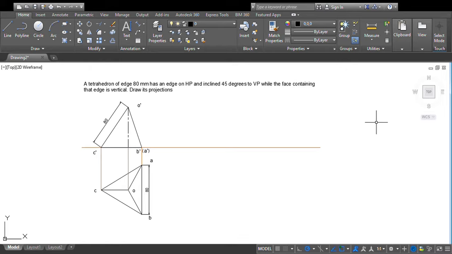length. That means all the base edges are the same, that is, the base is an equilateral triangle, and also the slant edges are equilateral. That means all the six edges are of the same dimension. So here the dimension is 80 mm. Since it is resting on the ground on a base edge, we will start here. It is given that it is resting on an edge, so that edge we will start.